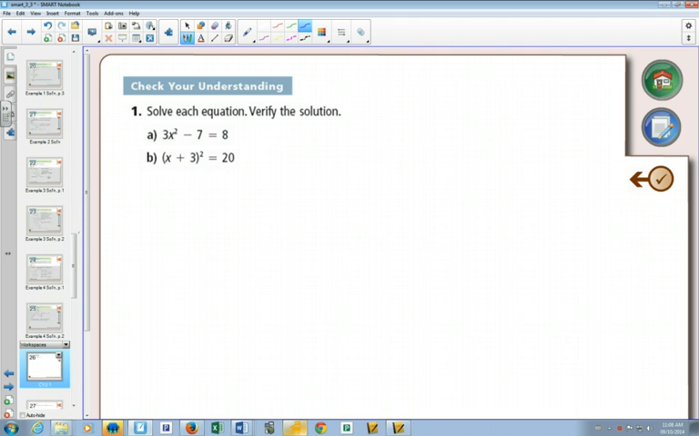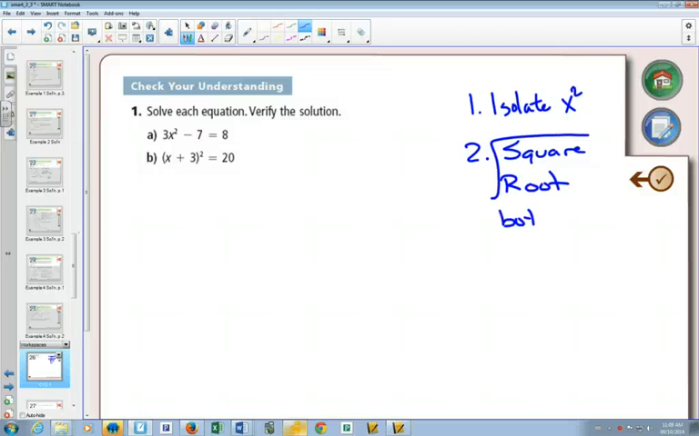In the cases where you just have an x being squared, if you can get that x squared by itself, we're going to isolate that x squared, because if you can do that, then you can square root both sides.